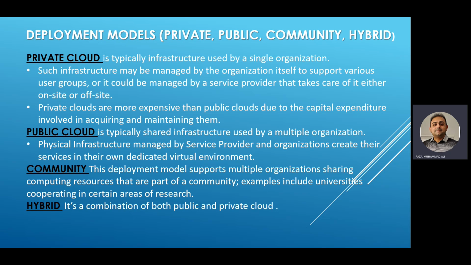In contrast, a public cloud is typically shared infrastructure used by multiple organizations, like Google and Amazon AWS are providing. So the physical underlying architecture would be the same, managed by the service provider. On top of that, organizations need to create their own services, and we will have different virtualized infrastructure managed over the public cloud. So these are the main differences between the private and public cloud.